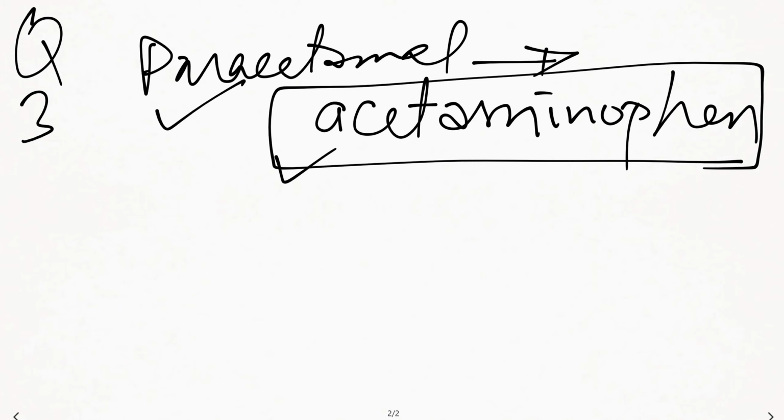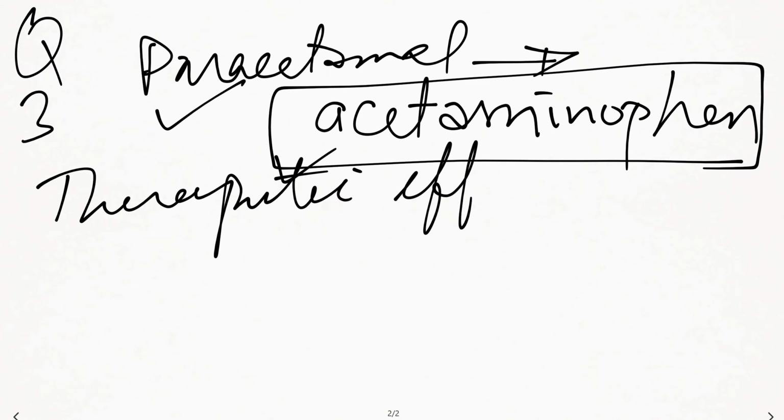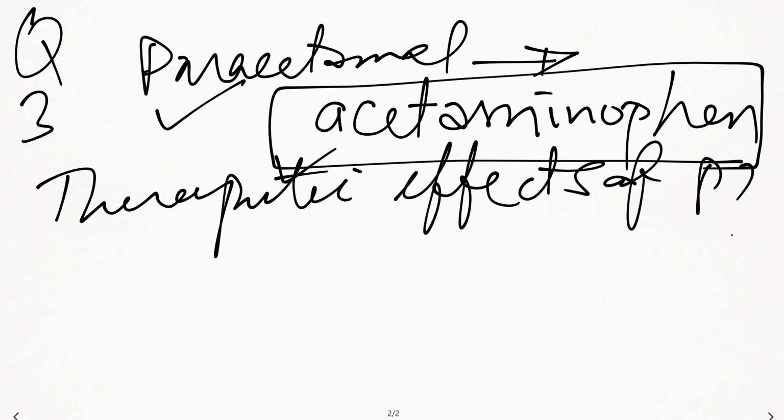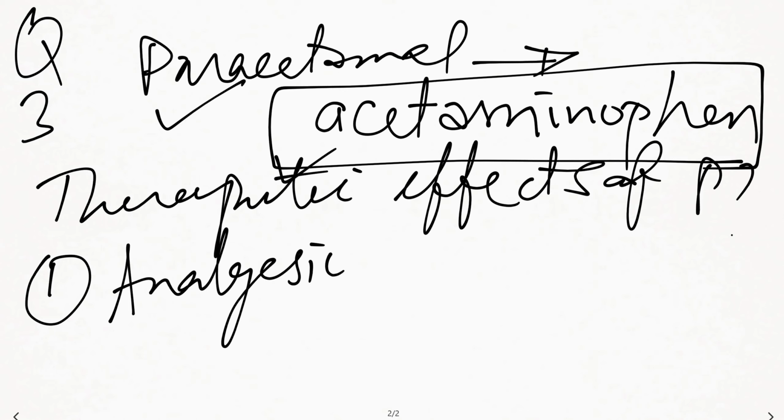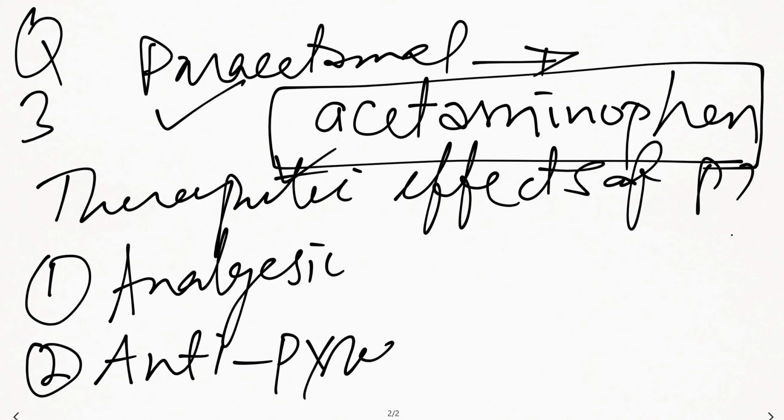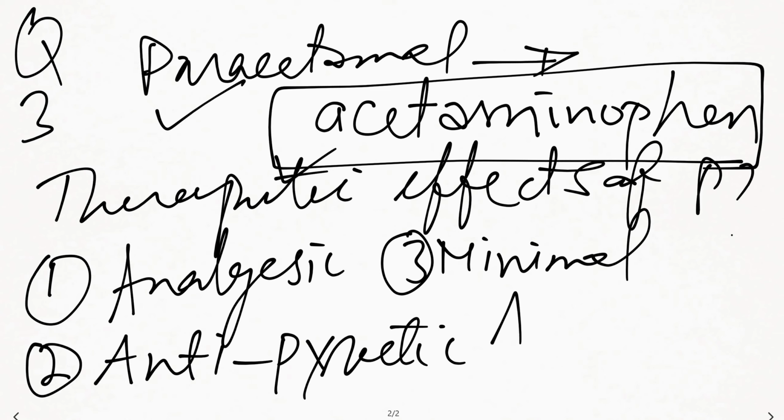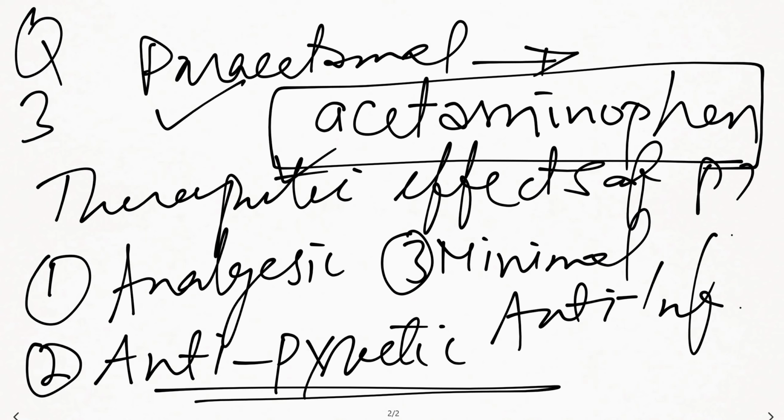He's going to ask you what are the therapeutic effects of paracetamol, and actually it has many effects that you already know. Number one, it's an analgesic. Number two, it's an antipyretic, for fever, I mean. And number three, it has a minimal anti-inflammatory effect. So these are the three therapeutic effects of paracetamol.